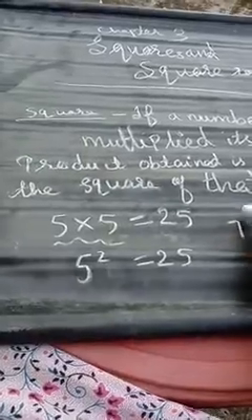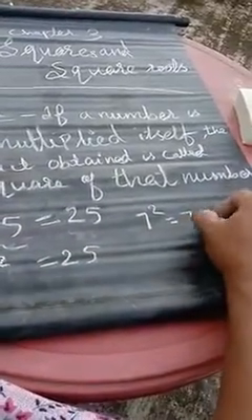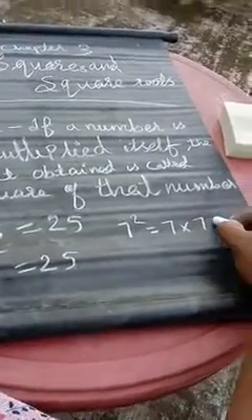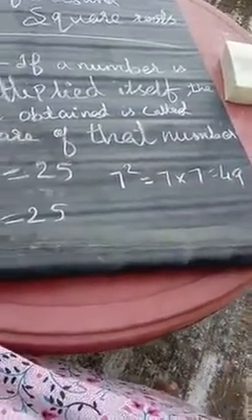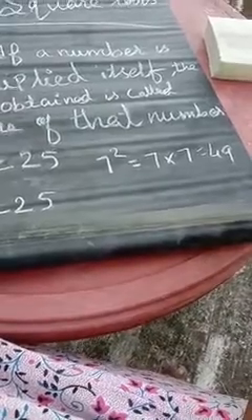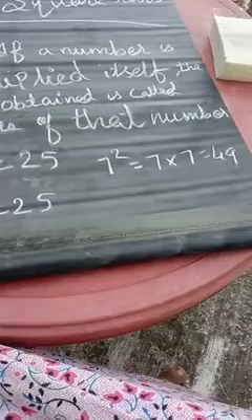Suppose 7 square. 7 square means a number multiplied by itself, that is 7 into 7 equal to 49. Here 49 is called the square of 7. 49 is called a square number, that is the square of 7.